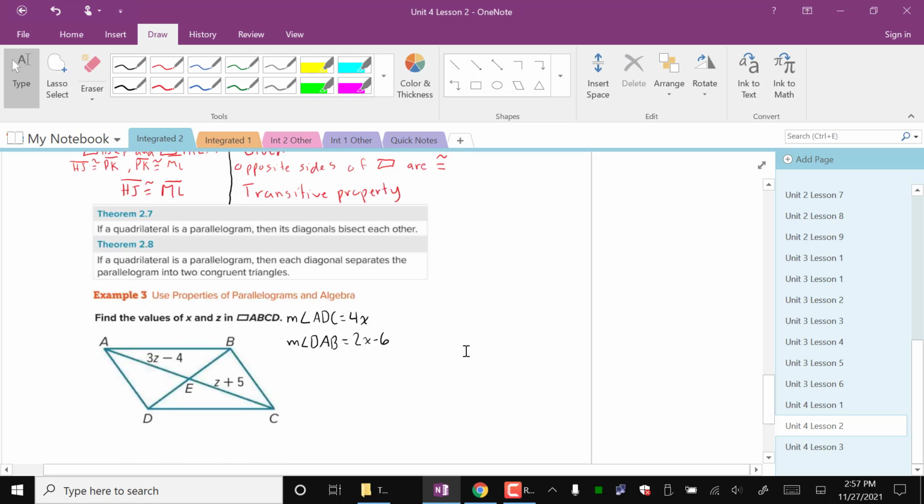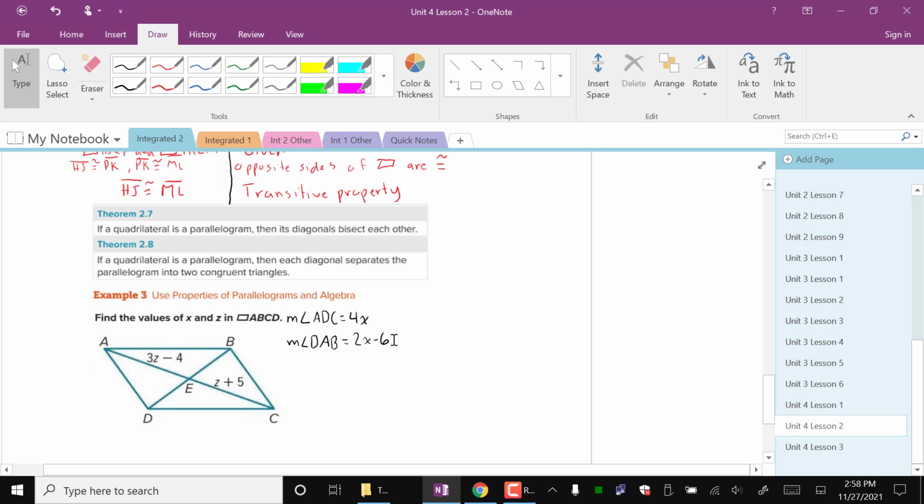Let's take a look at a couple more theorems. Theorem 2.7: if a quadrilateral is a parallelogram, then its diagonals bisect each other. And if a quadrilateral is a parallelogram, then the diagonal separates the parallelogram into two congruent triangles. We're going to use that to help us figure out example 3. We want to find the value of x and z in the parallelogram ABCD. We know that the measure of angle ADC is equal to 4x, and the measure of angle DAB is equal to 2x minus 6. Let's start off with finding x.